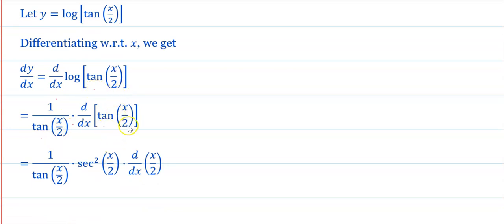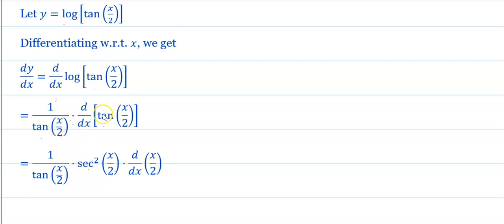Now what is the derivative of tan of x by 2? It's sec square x by 2. Again it is a composite. We want to find out the derivative of x by 2, which is 1 upon 2. First, see, which function comes first? We take the log. Log means 1 upon tan of x by 2.